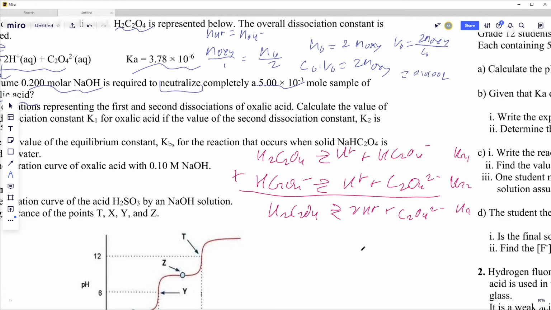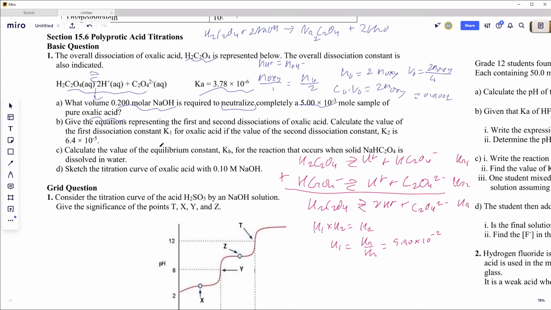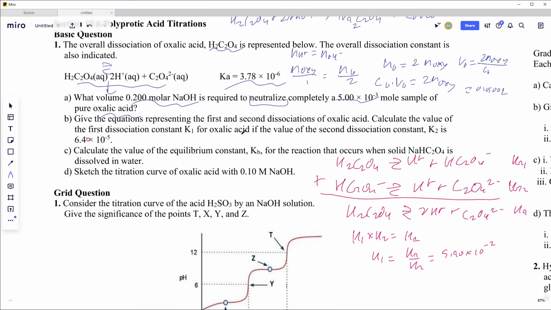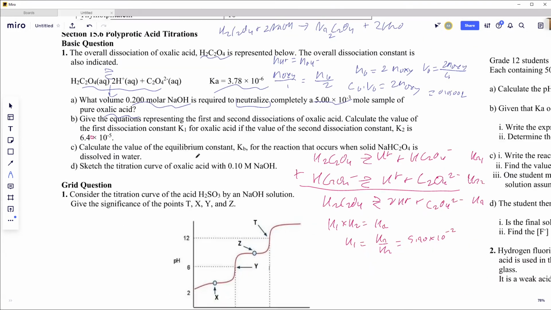Simple. When you add the equations, the multiplication of their Ks is the K of the sum. So Ka1 is going to be Ka over Ka2. You're going to get 5.9 times 10 to the power of minus 2. Why did I put 0? Because in the answer, I think they modified this into 0 here, so they're like 3 significant figures. Anyways, so let's do C.